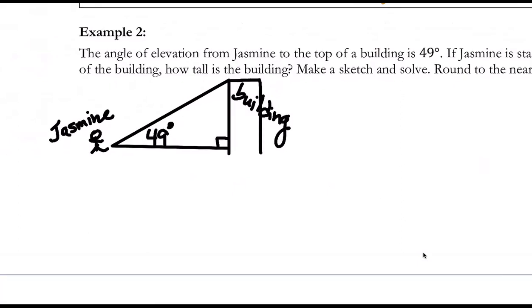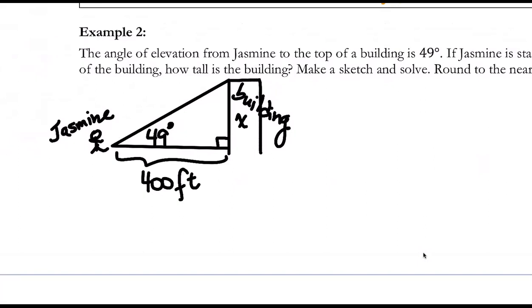so if this is your building over here, that means that from the bottom of the building, like if she were to walk across to the building, it would be the distance that she would be walking. So that's 400 feet. And we want to know how tall is the building. That means we're looking for that distance, that vertical distance.